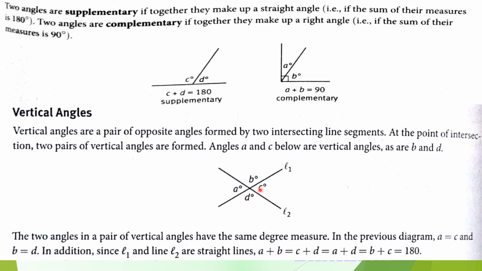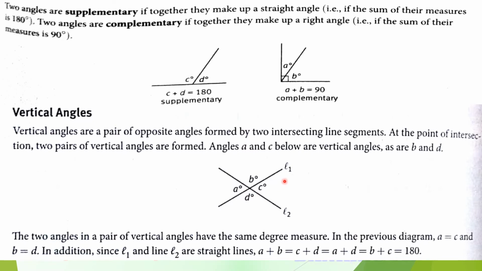So A as well as C, two pairs of vertical angles are formed. Angles A and C below are vertical angles. Here you can observe this is a straight angle. One full line is a straight angle. A plus B is equal to 180 degrees. Then D plus C is equal to 180 degrees.